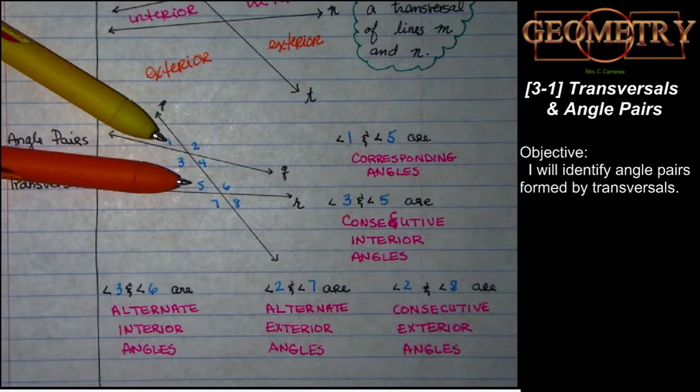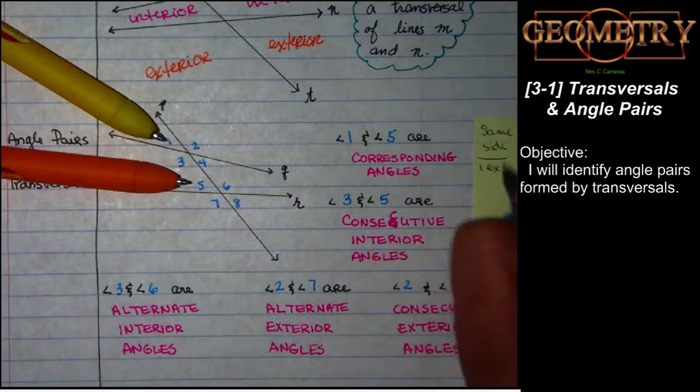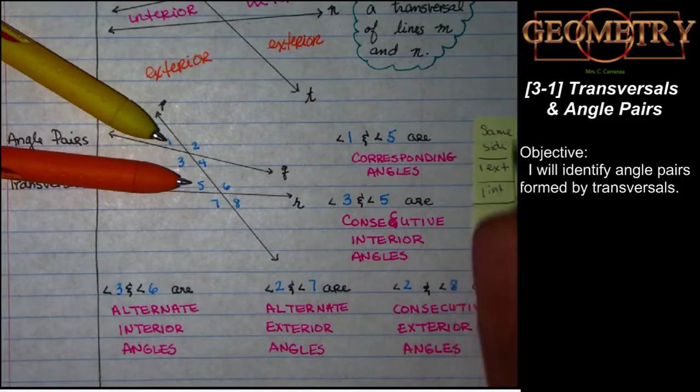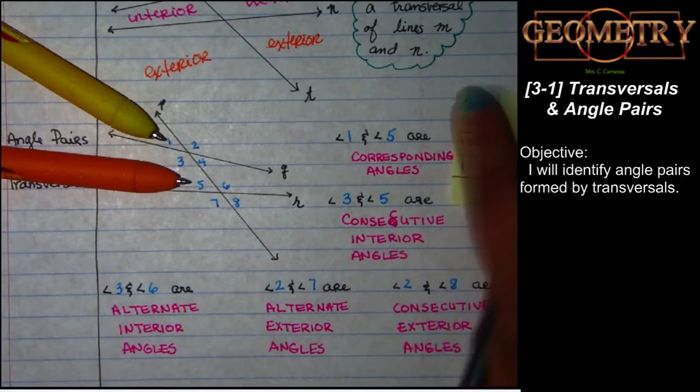I'm going to use sticky notes to do that. So right here we're adding same side, and we're adding one exterior and one interior. And that's all for corresponding angles right there.